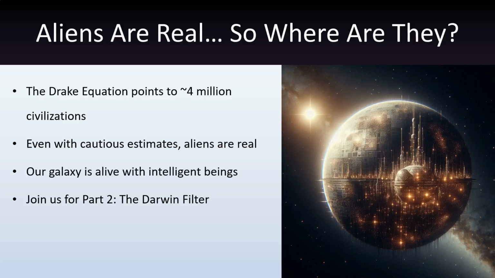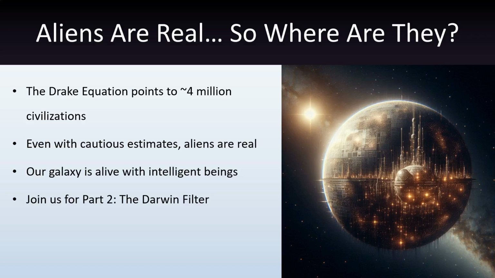Aliens are real, so where are they? So what have we found? We started with 200 billion stars, narrowed down to 40 billion habitable worlds, then 4 billion planets with life, and finally about 4 million civilizations capable of communication. Even with cautious numbers, the Drake equation says our galaxy is alive with intelligent beings. That's the answer to our question. Are aliens real? Based on our best observations and reasonable estimates, the math says yes.